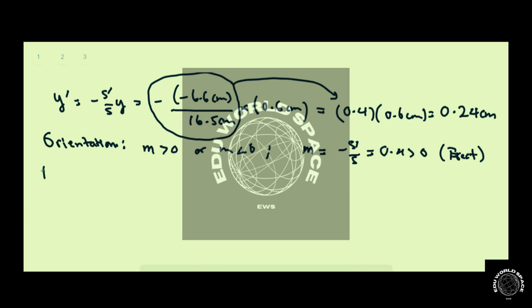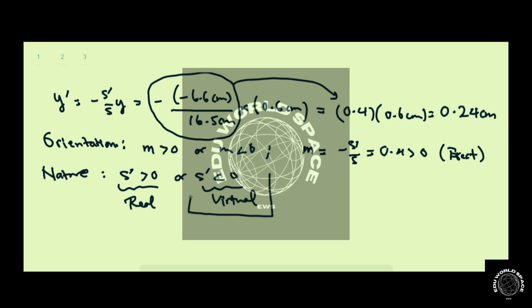And now the nature of the image. This is determined by whether or not s prime is positive or s prime is negative. So if s prime is positive, then it's real, and if it's negative, then it's virtual. But we found that s prime was negative, so the image is virtual.